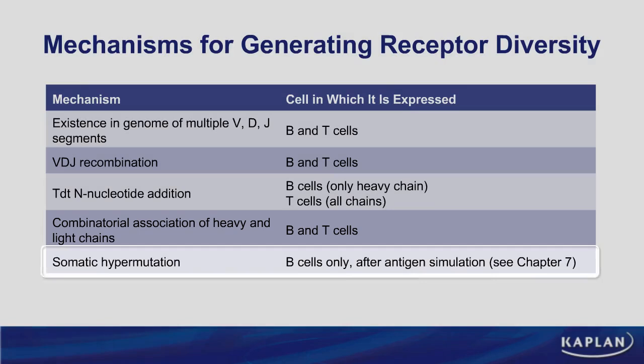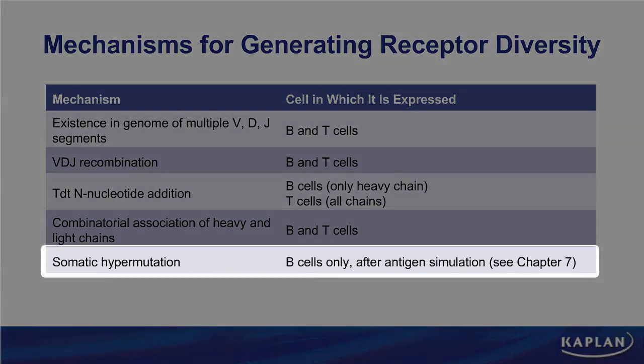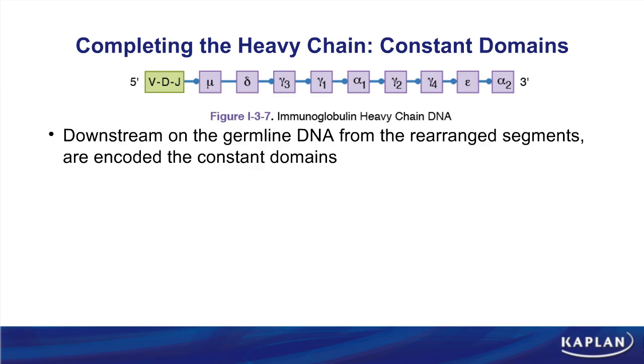And there's one other level of diversity that we're going to talk about in Chapter 7 called somatic hypermutation, where B cells essentially get better during the immune response. This is sort of unique to B cells, and again, we're going to talk about that after we talk about B cells in Chapter 7. So let's take a look at how this heavy chain molecule is actually completed.